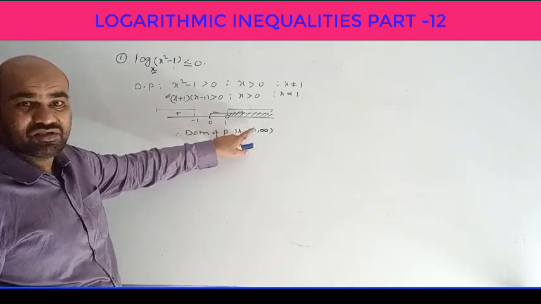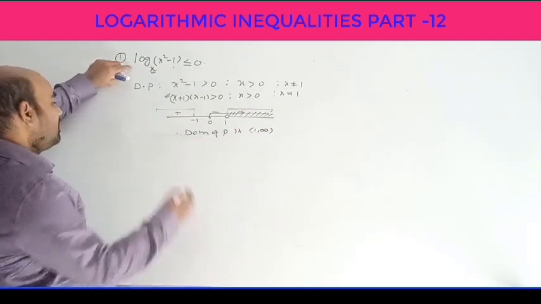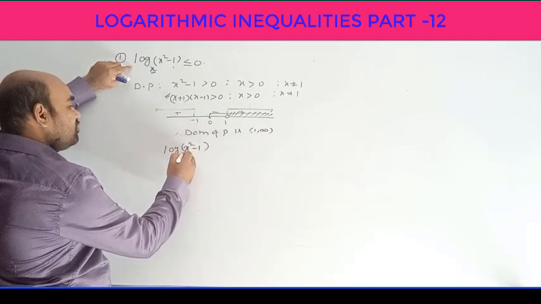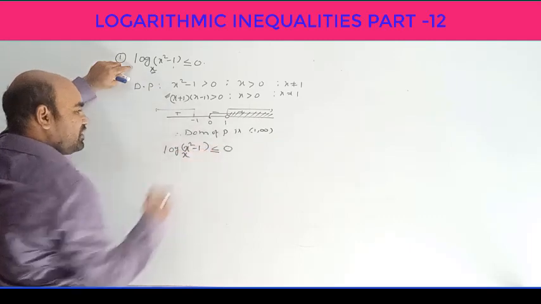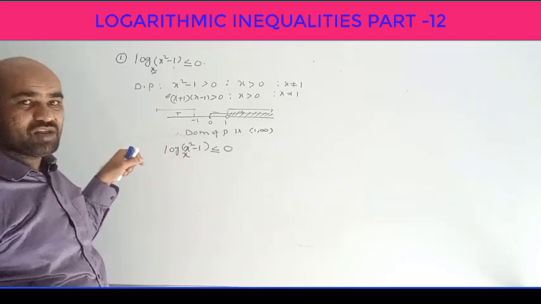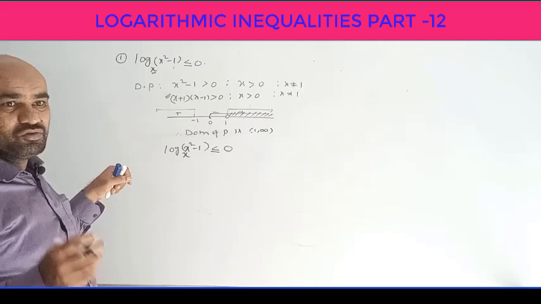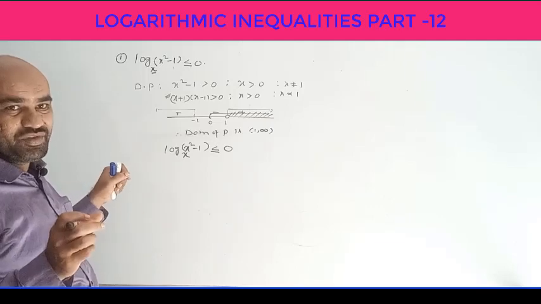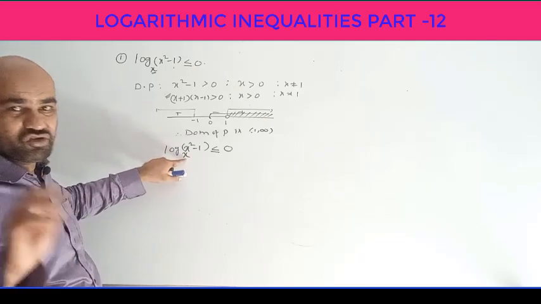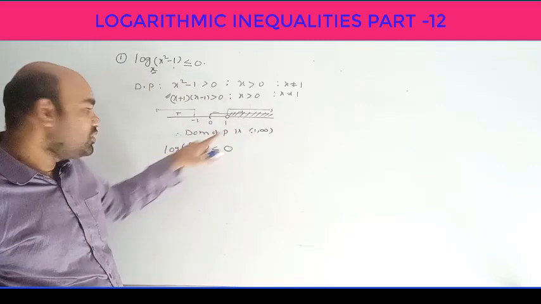In this domain only you want to solve the problem, or in this domain only you want to find the solutions. Now, logarithm of x square minus 1 to the base x is less than or equal to 0, given. Now I want to solve. But the important thing is the base is a variable. For any logarithmic form, log n base a, you split the base into two pieces: a from 0 to 1, and a greater than 1. Here also x should be taken from 0 to 1 and x greater than 1. But our domain says that your x is greater than 1, so only one case will arise, that is x greater than 1.